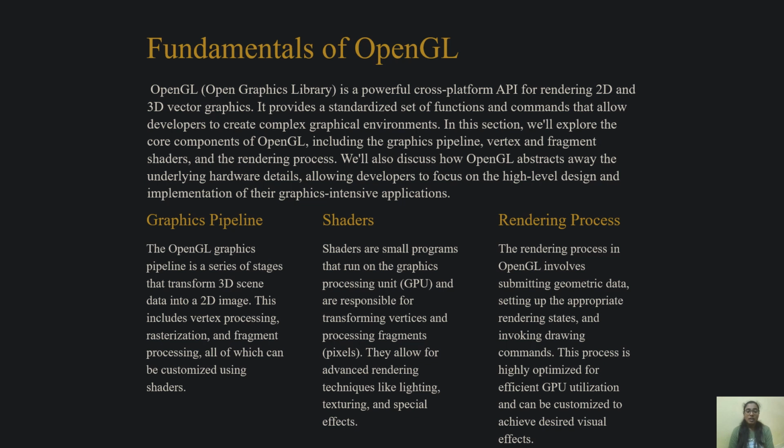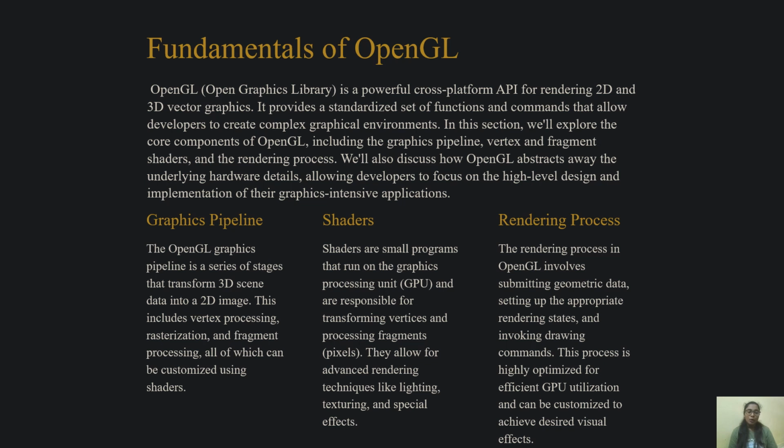In this section, we will explore the core components of OpenGL, including the graphics pipeline, vertex and fragment shaders, and the rendering process. We will also discuss how OpenGL abstracts away the underlying hardware details, allowing developers to focus on the high-level design and implementation of their graphics-intensive application.